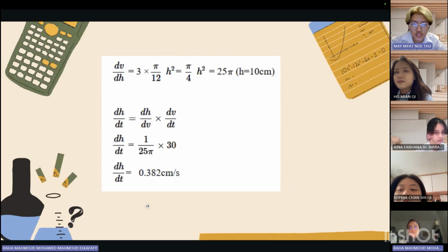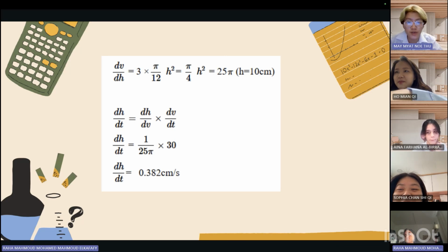Now we're going to differentiate the volume of the conical tank with respect to h, and then we get pi by 4 into h squared. In this step, we have to substitute h with 10, because this is where we might get confused and make mistakes. At first the question stated that the height of the conical tank is 20 centimeters, but now we have to substitute h with 10 because the question is only asking about the rate of the water rising when the water is 10 centimeters deep.